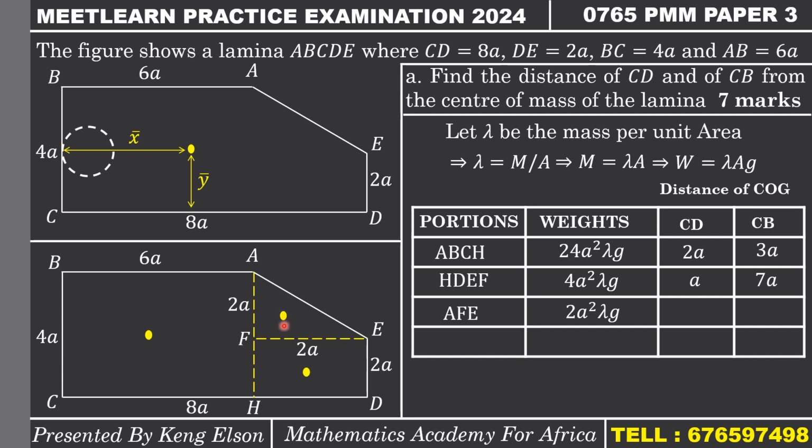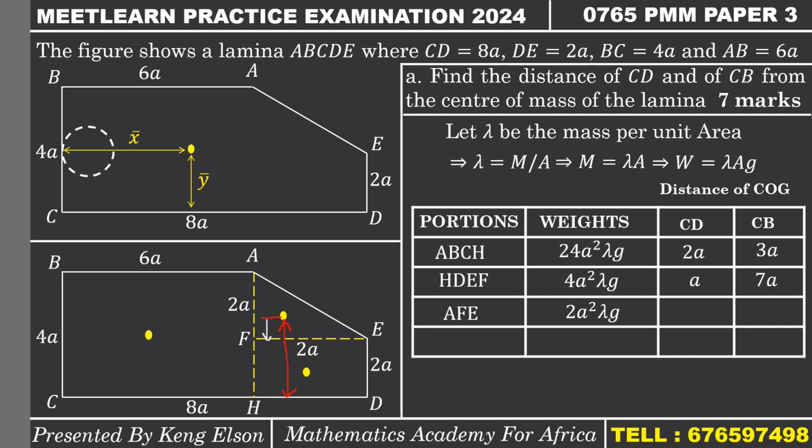Let us find the distance from the center of mass of this right angle triangle from CD. That is just from the line CD. So the required distance we need to find is this distance. But to find this distance, we will start by finding this little distance here.